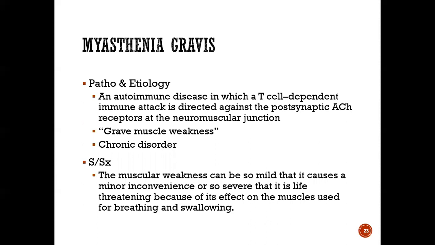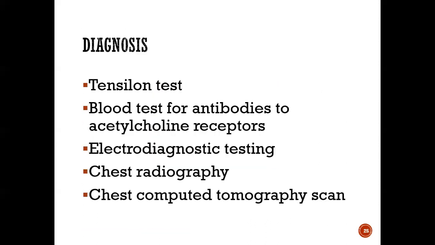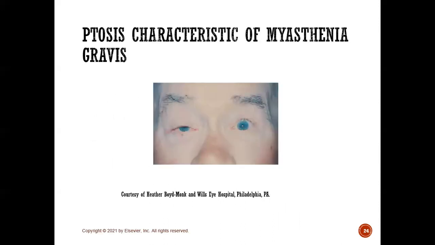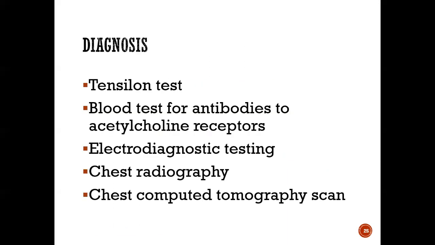The muscular weakness can be so mild that it causes just a minor inconvenience, or so severe that it's life threatening in its effect on the breathing muscles and swallowing muscles. One of the clinical manifestations of myasthenia gravis is a unilateral ptosis. So that's what you would look for in a patient that potentially has myasthenia gravis. Now, ptosis is the drooping of an eyelid.